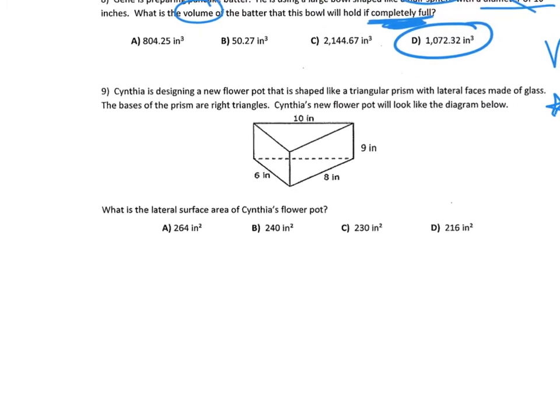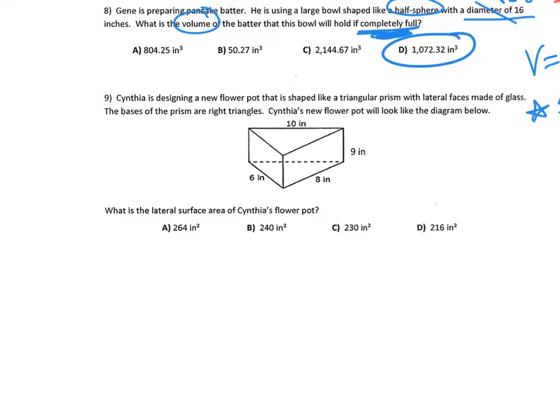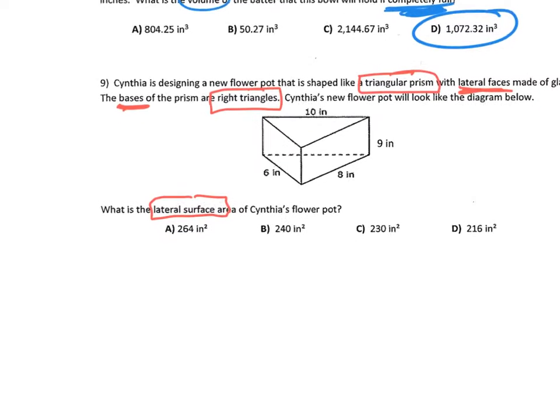Number 9, Cynthia is designing a new flower pot that is shaped like a triangular prism with lateral faces made of glass. The bases of the prism are right triangles. Cynthia's new flower pot will look like the diagram below. What's the lateral surface area of Cynthia's flower pot?